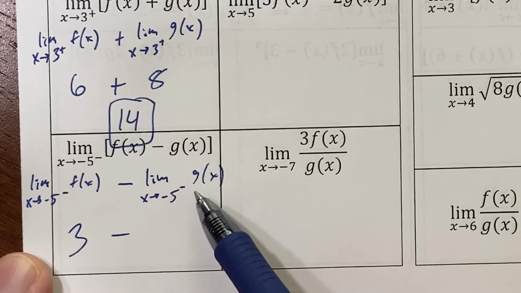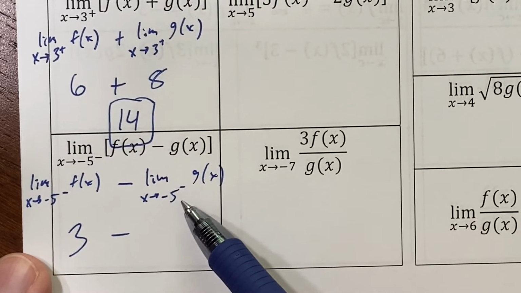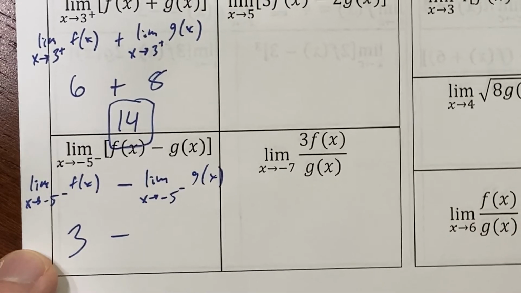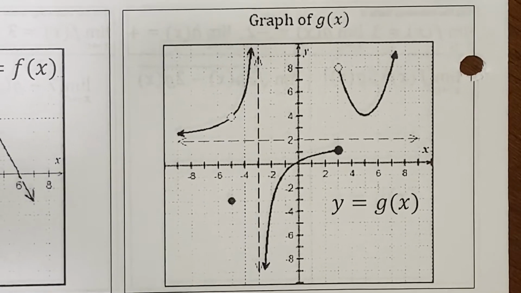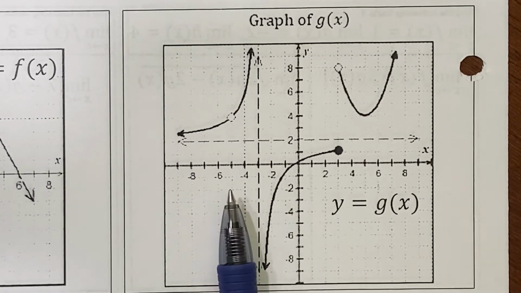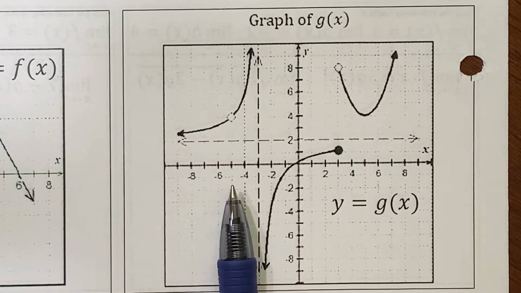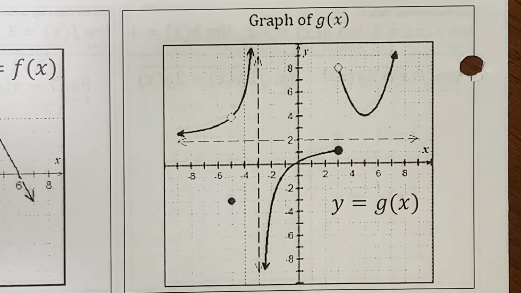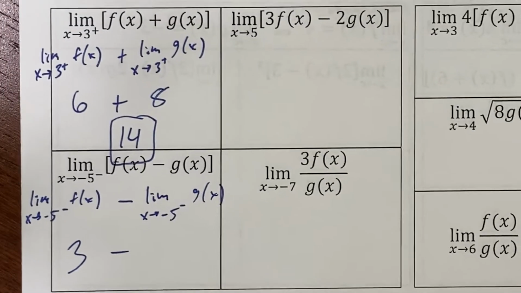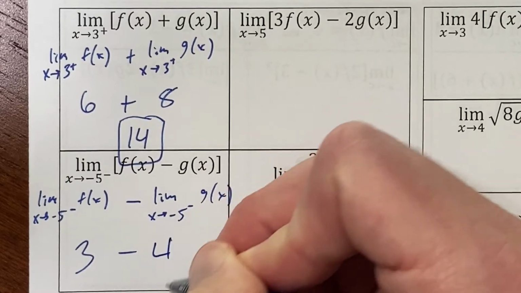Minus the limit as x approaches negative 5 from the left of g of x. So we'll come over here to g of x as we're approaching negative 5 from the left. Looks like we're getting closer and closer to 4 up there. Is that right? 4. Answer is negative 1.